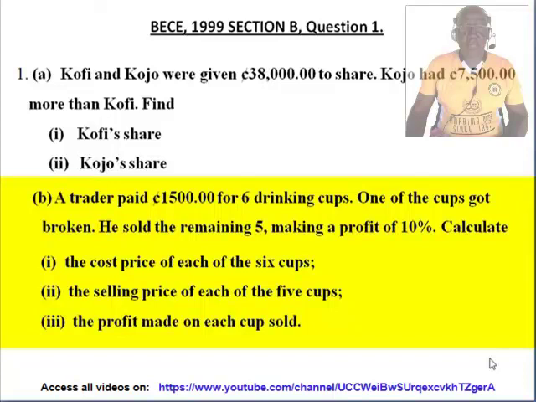1b. A trader paid 1,500 cedis for 6 drinking cups. One of the cups got broken. He sold the remaining 5, making a profit of 10%. Calculate (i) the cost price of each of the 6 cups, (ii) the selling price of each of the 5 cups, (iii) the profit made on each cup sold.